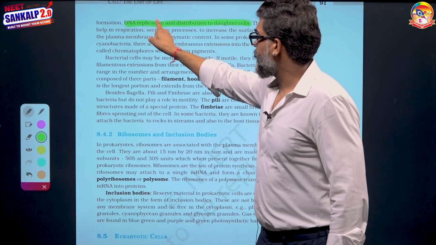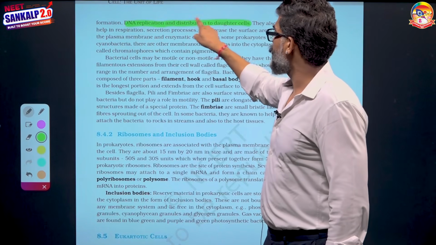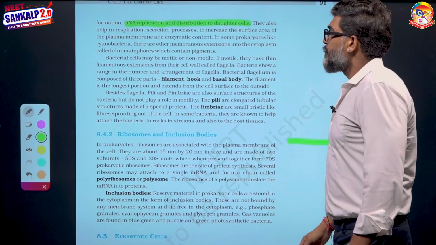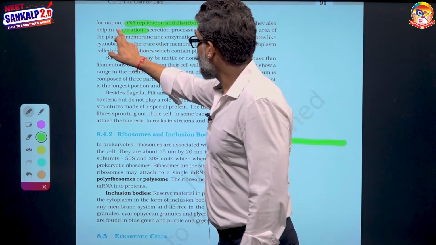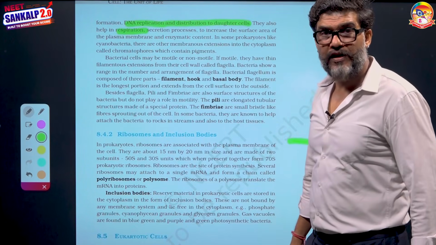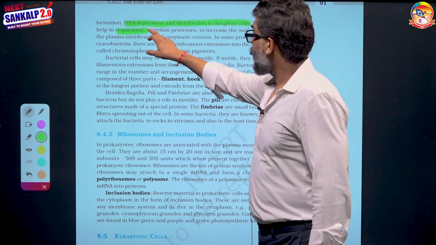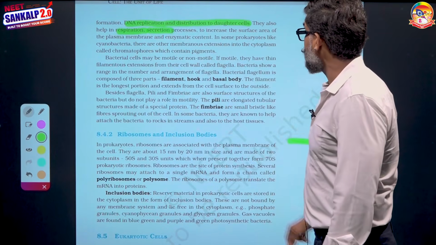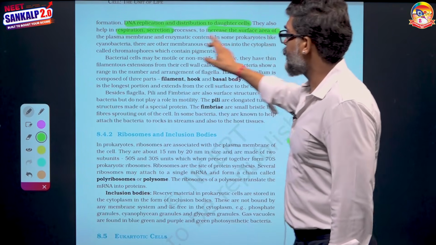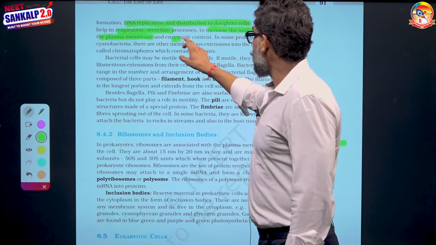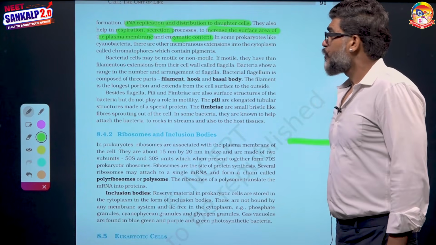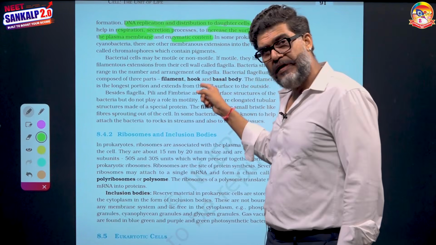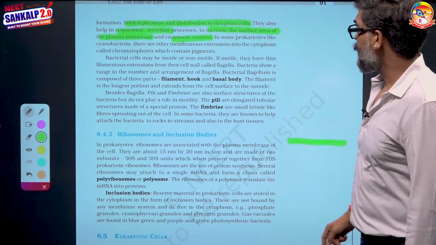Mesosomes help in DNA replication and its distribution to the daughter cells. They also help in respiration, because I already told you that they are equivalent to the mitochondria. They also participate in secretion processes. They increase the surface area of the plasma membrane and the enzymatic content of the cell also. So these are the functions you have to memorize about the mesosome.